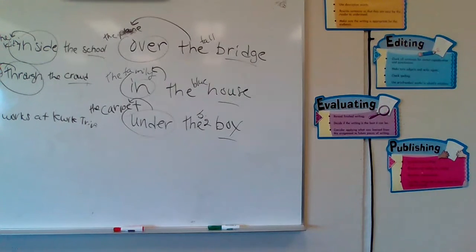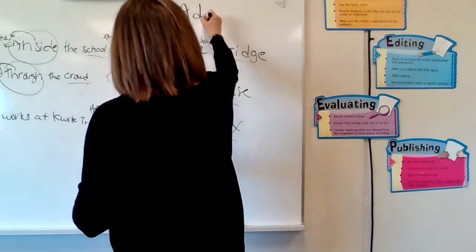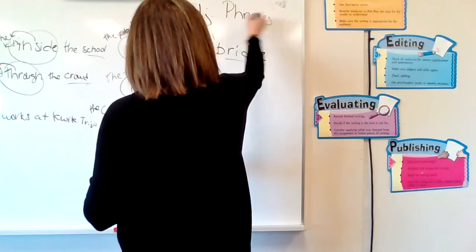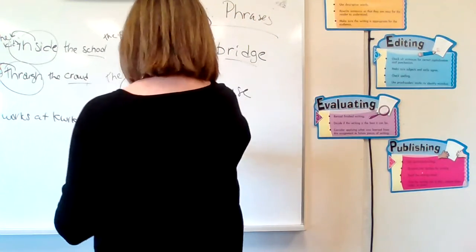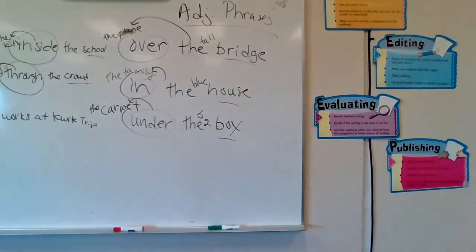Okay? Those are adjective phrases. They do not have subjects and verbs in the sentence, in the group of words. They're not sentences. They do not have subjects and verbs in them. Those are adjective phrases. No subjects and verbs in there. Okay? Now we're going back up to the directions.